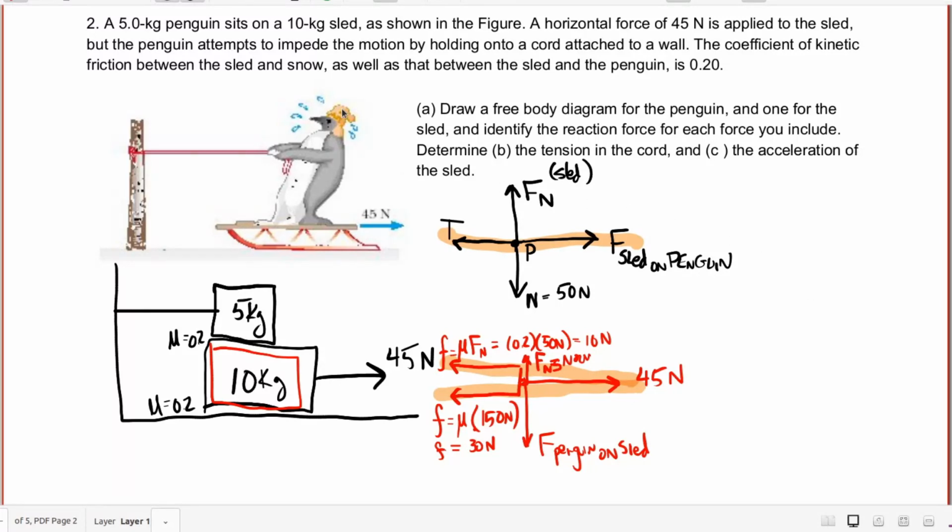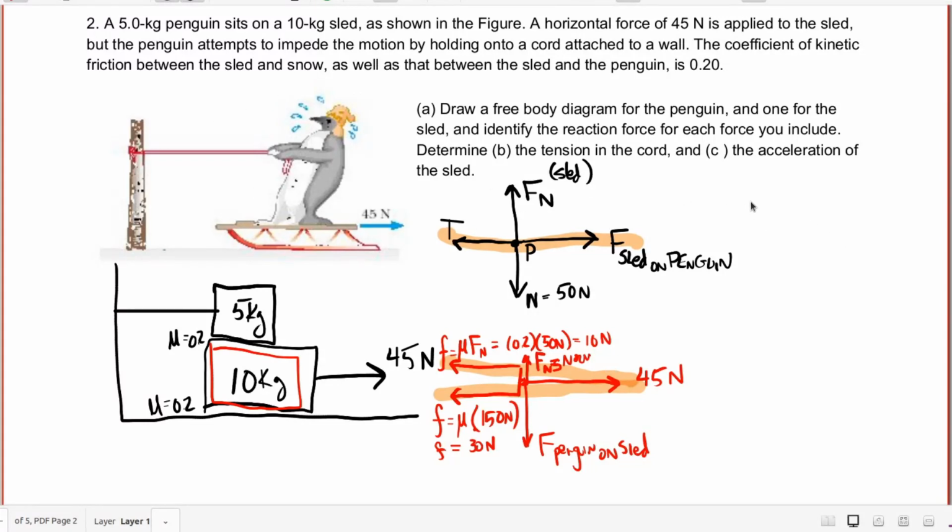So I see what's happening here. This penguin is straining to not let go of the rope. We can assume that the penguin has a tight enough grip. I don't know how that works without opposable thumbs in your fins, but the penguin has a tight enough grip that the penguin will not accelerate. So the acceleration of this penguin is 0. That makes this an example of a problem called a statics problem.